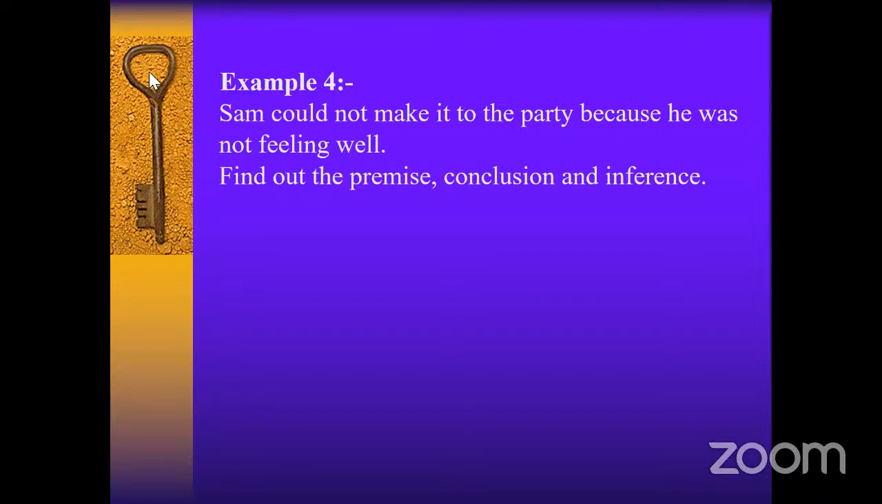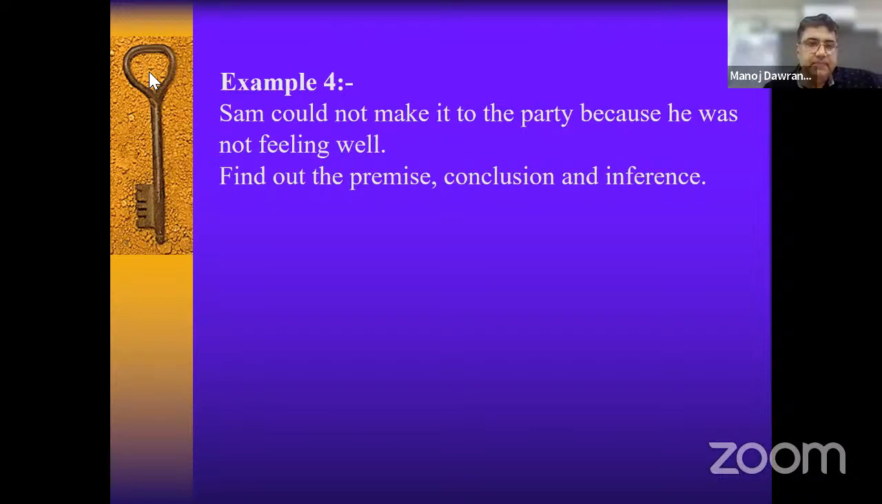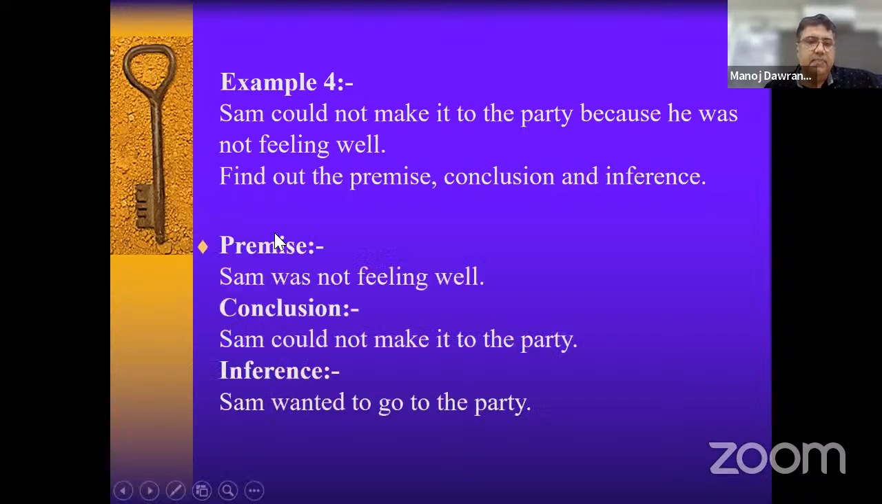Right? Okay. So when I'm saying I'm not feeling well, that's my premise. That is leading to the fact that I couldn't make it to the party. Very good. Now, the fact that I couldn't make it to the party makes me realize that I either wanted to go to the party or I was invited to the party. Right? So now we have a clear premise that Sam was not feeling well, which led to the fact that he couldn't go to the party.